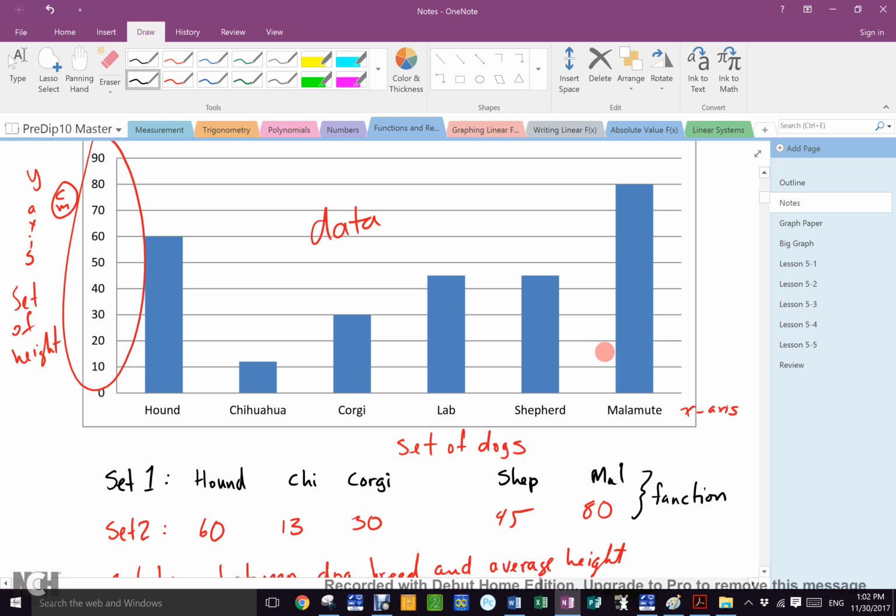Now try going the other way around. 60. 13. Corgi, 30. 30, Corgi. 45, Shepherd? No. It doesn't work, which is why this is not a function. Everybody cool?